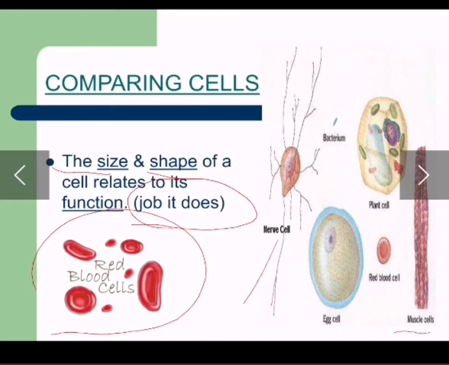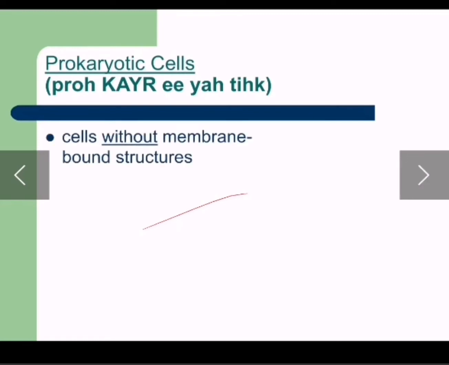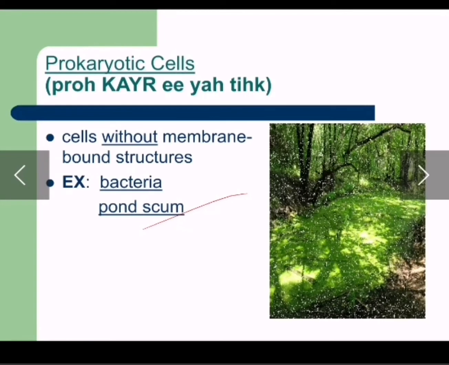The plant cell has a cell wall and a definite structure. The prokaryotic cell is a cell without membrane-bounded structures. Examples of prokaryotic cells are bacteria and pond scum.